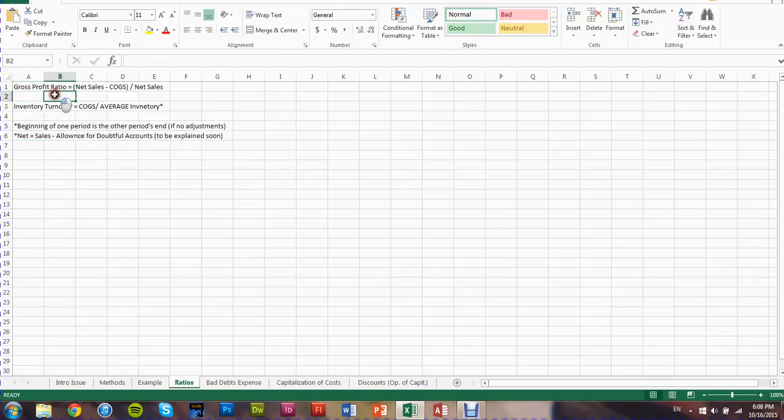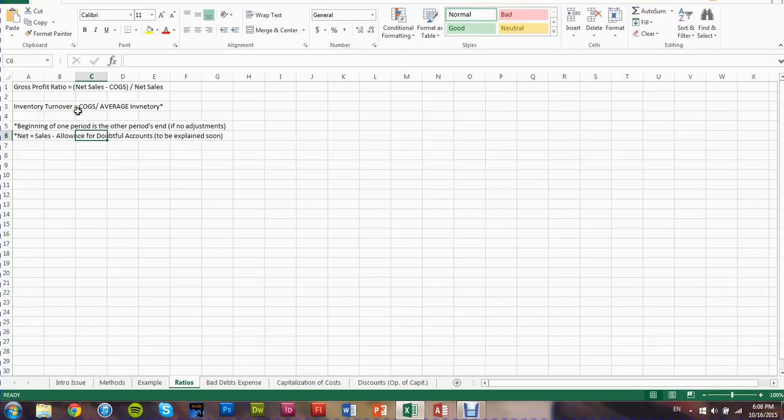And every once in a while we throw in ratios. Gross profit ratio is net sales minus cost of goods sold divided by net sales. Net sales is just your sales minus your allowance. Now, what is the allowance? Allowance for doubtful accounts. That's something we're going to get into really soon right down here. But just hold off on that for now.